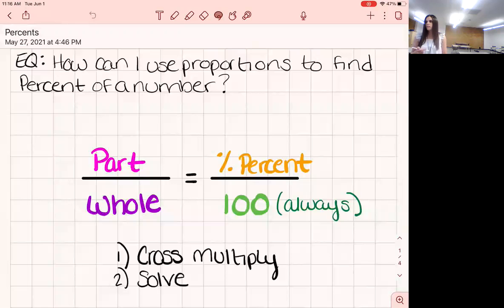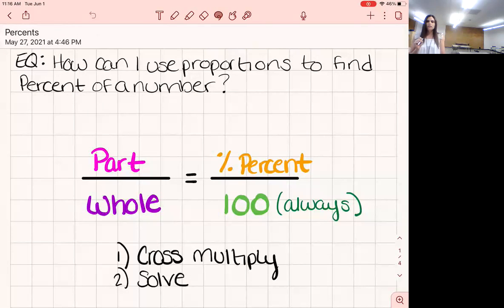All right, today we are starting notes on a super important piece of math we needed to make sure we got through before the end of the year, and that's the idea about percents. So last week we did proportions, which roll us right into the idea of percents. So your essential question is, how can I use proportions to find percent of a number? So this little fraction bar proportion setup will help us solve every single percent problem.